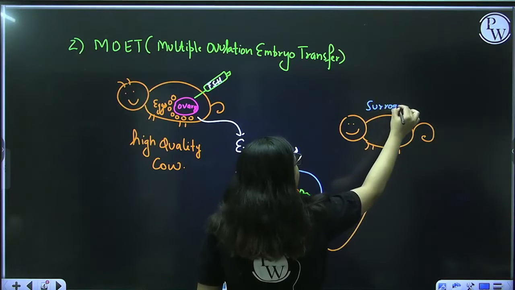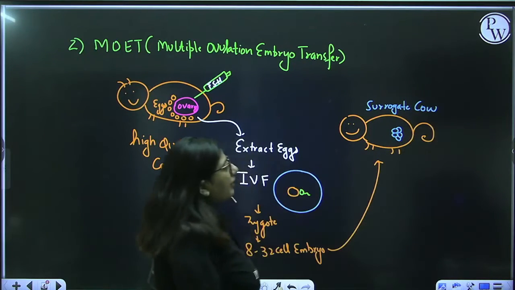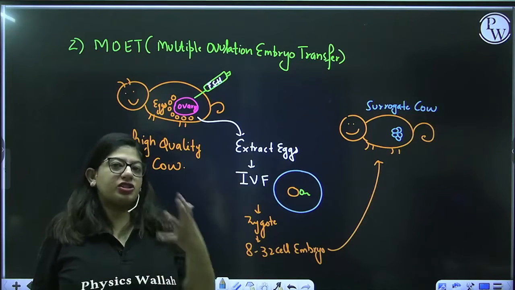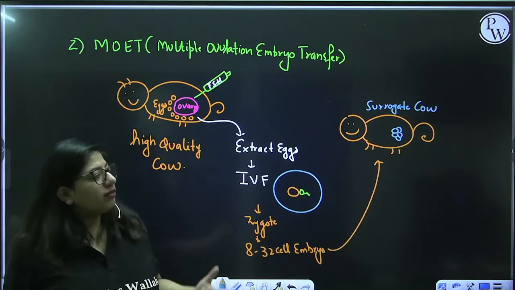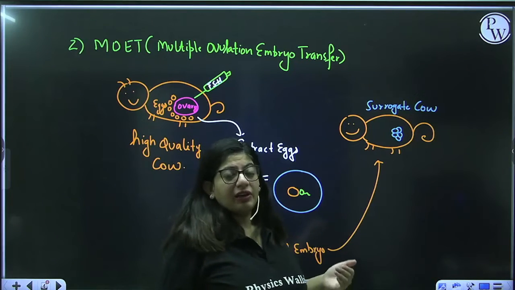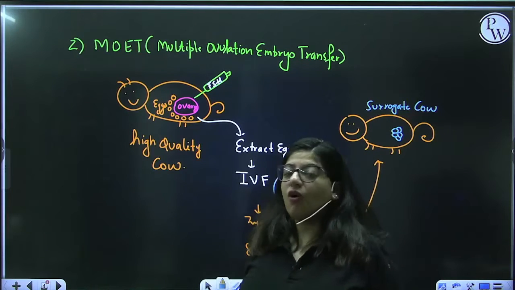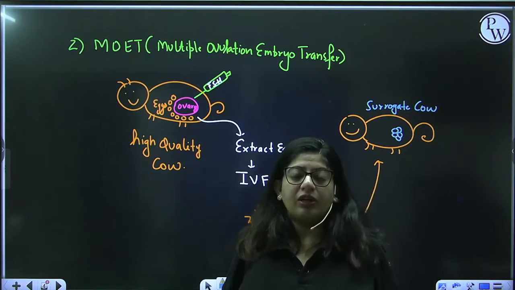Surrogate is someone who is not the biological mother, right, but is carrying out the entire gestation and pregnancy. Now, why didn't we perform the pregnancy here? Because if we perform the pregnancy here, then she will not be able to mature her eggs. But we want the babies of this cow, the eggs of this cow.